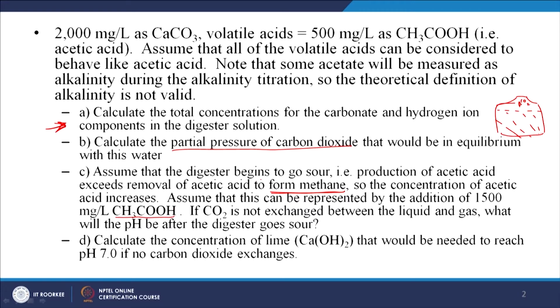Assume that the digester begins to go sour, as in production of acetic acid exceeds the removal of acetic acid to form methane. So the concentration of acetic acid increases, right. Here the rate at which methane is being formed from acetic acid looks like it is slower than the rate of production of acetic acid. So the digester is beginning to go sour, right. Assume that this can be represented by the addition of 1500 milligram per liter of acetic acid. So the additional amount of acetic acid present is equivalent to 1500 milligram per liter. If CO2 is not exchanged between liquid and gas, what will be the pH after the digester goes sour? So assuming that it is a closed system, what would be the pH?